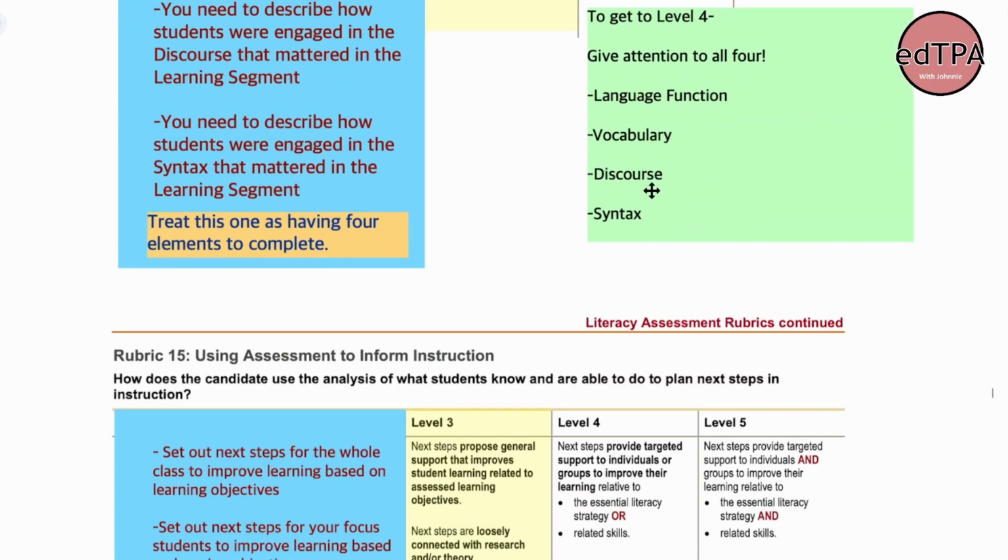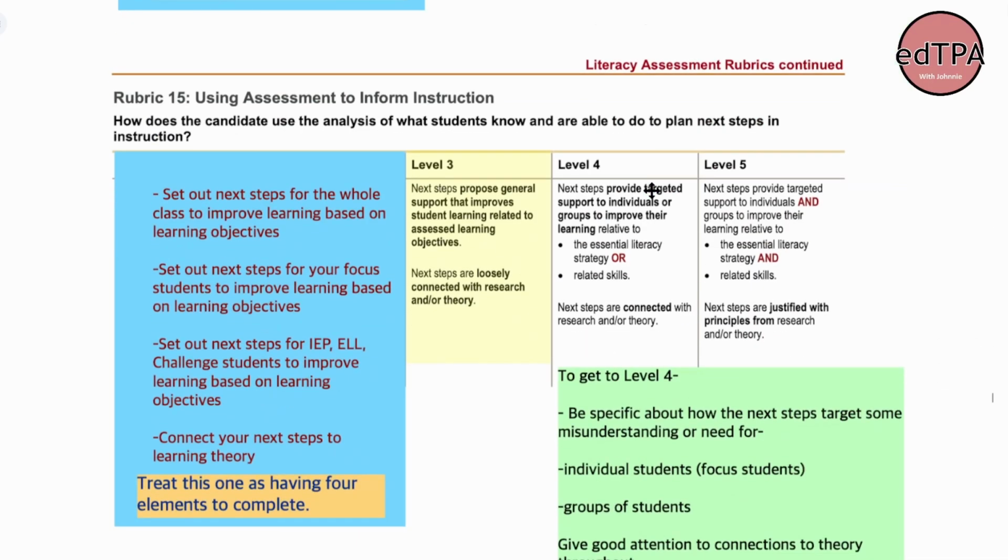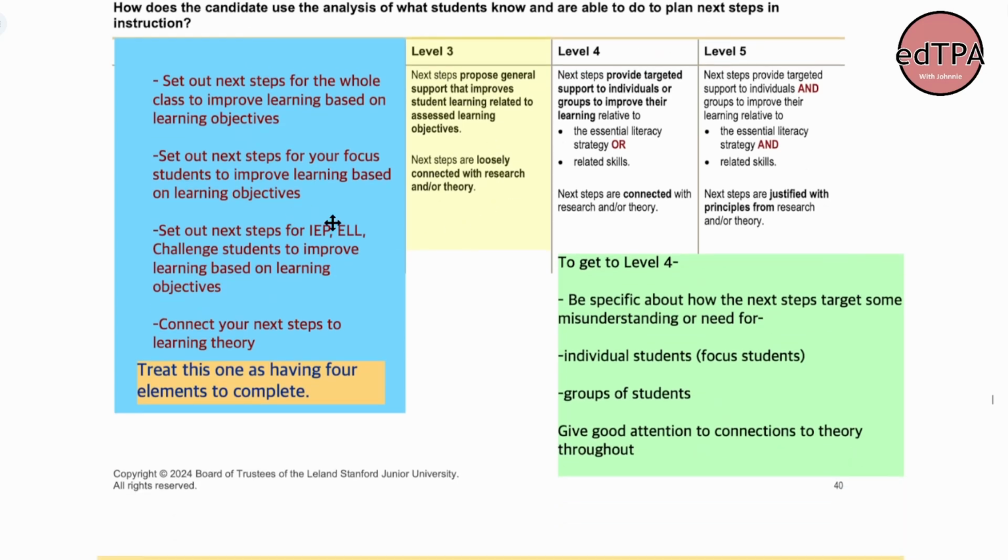There's one more rubric. This is rubric 15. How does the candidate use the analysis of what students know and are able to do to plan next steps in instruction? All about next steps. So for level 3, next steps propose general support that improves student learning related to assessed learning objectives. Okay. Next steps are loosely connected with research and/or theory.